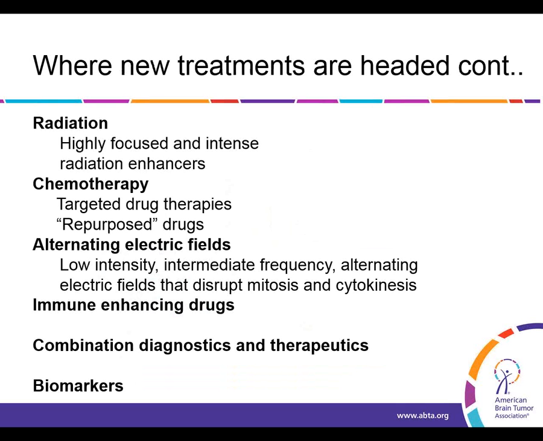Radiation oncologists have been experimenting with different types of radiation and radiation enhancers. And neuro-oncologists are working with targeted drug therapies and drugs used for other purposes to be tried for brain tumors. They have also been using alternating electrical fields that disrupt cell growth, new immune-enhancing drugs as well. Researchers are challenged with identifying tumor stages through blood and other fields. We are in a very active and exciting research time.